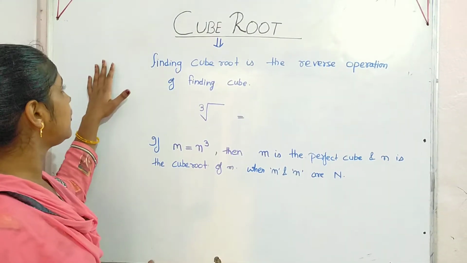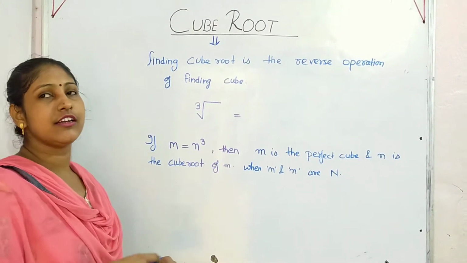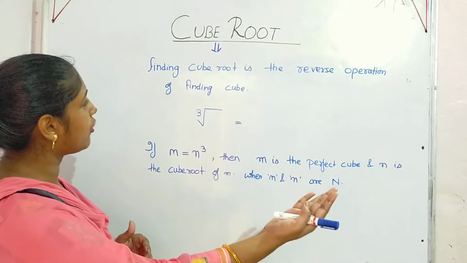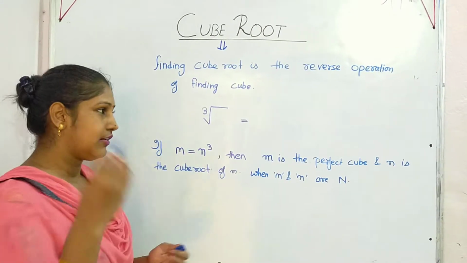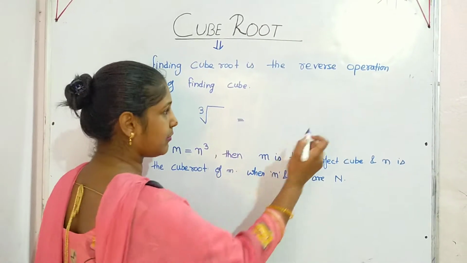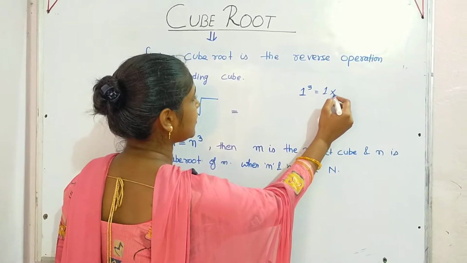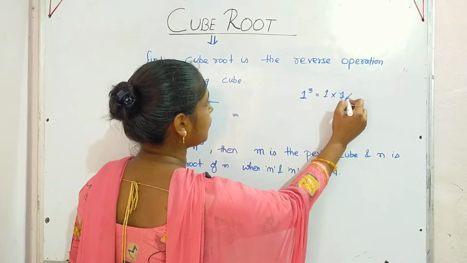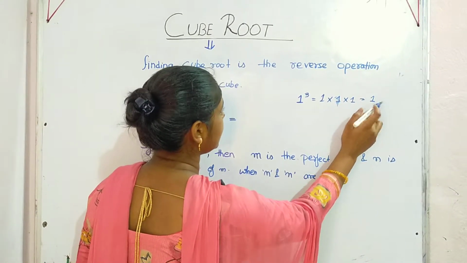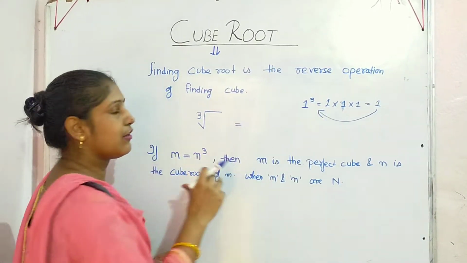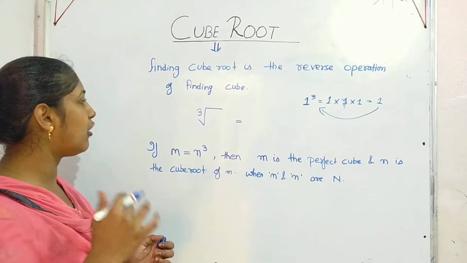So first, the cube root. Finding a cube root is just the reverse operation of finding a cube. Just like when we find the cube of a number, suppose we have to find the cube of 1, then we multiply 1 three times: 1 into 1 into 1 equals 1. So when we reverse the process, we find the cube root of a number.